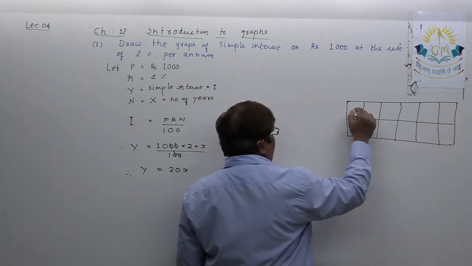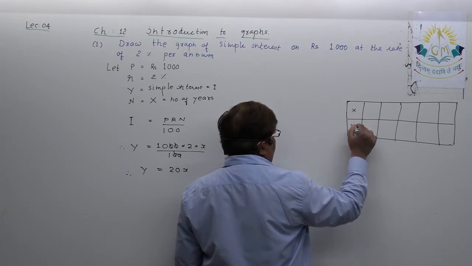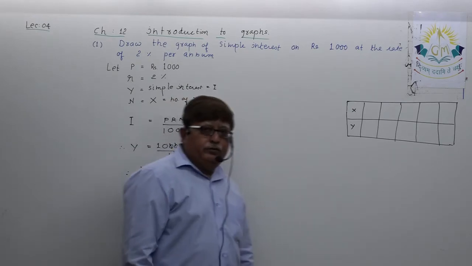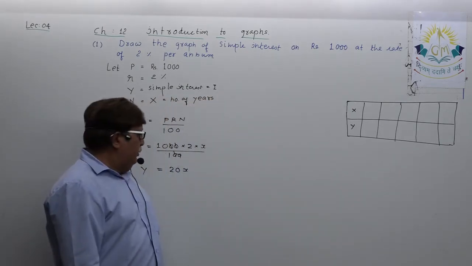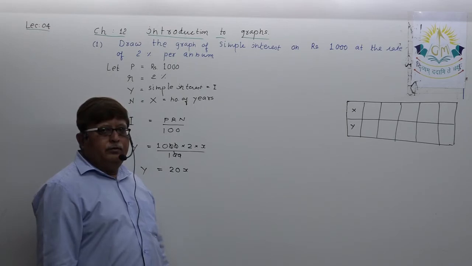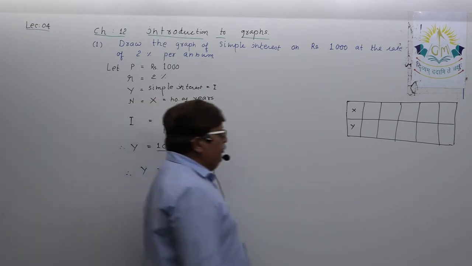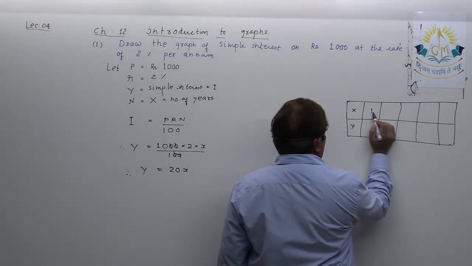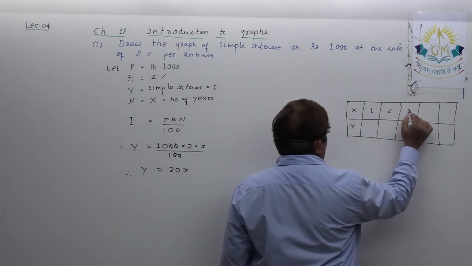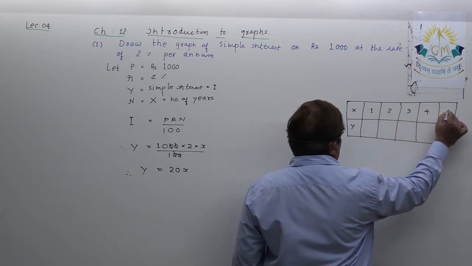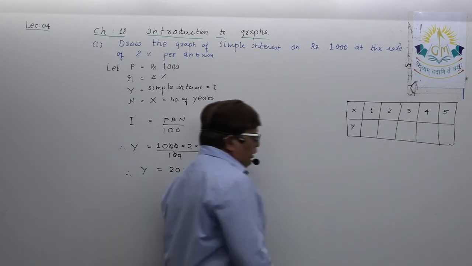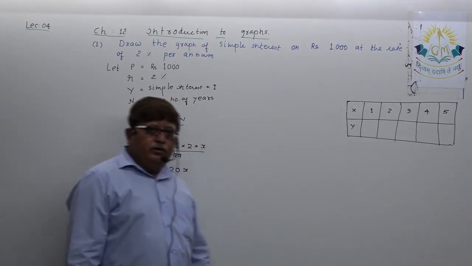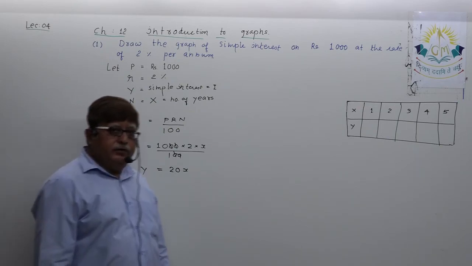This is X and this is Y. And you all know X means number of years, Y means simple interest. Suppose in X I write 1, 2, 3, 4, 5, etc. You cannot take any negative values because these are practical examples.